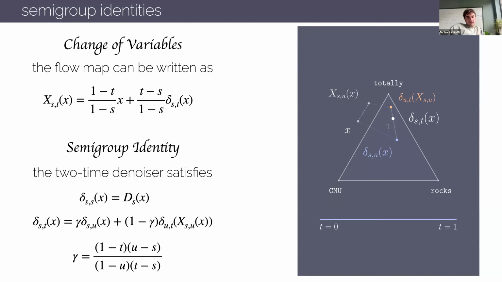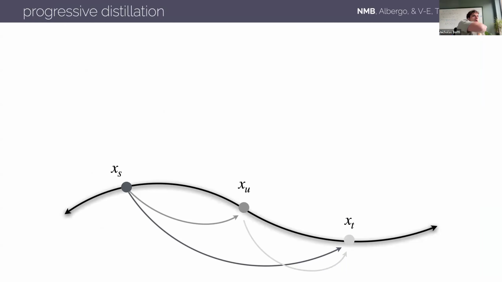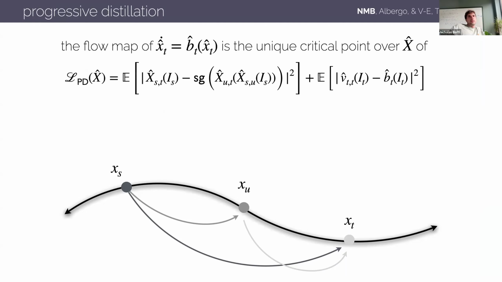Okay, so why is all this useful? Well, it's useful because I can use this kind of semigroup identity to write out an algorithm that we call progressive distillation. So let's remember that all of this is coming from this notion that if I take two jumps, it should be equivalent to one larger jump.